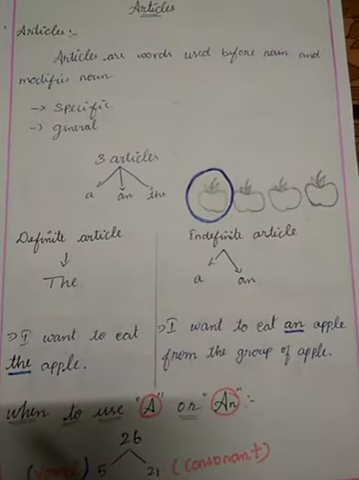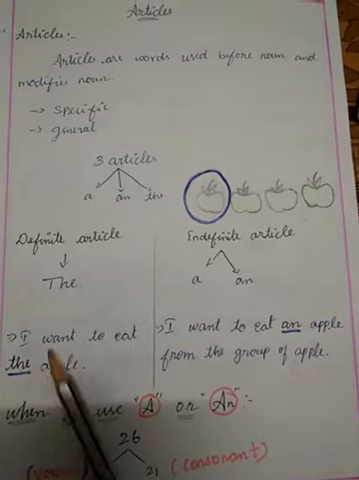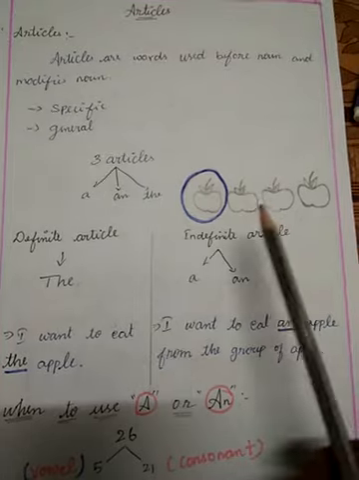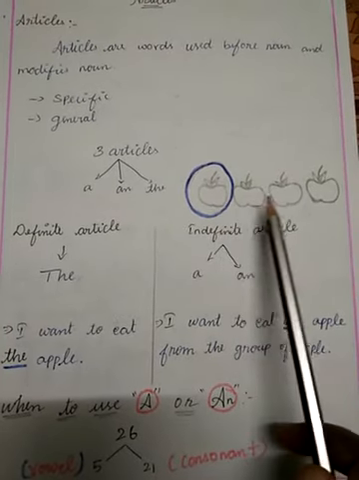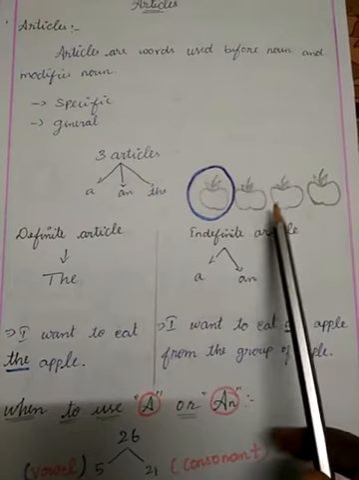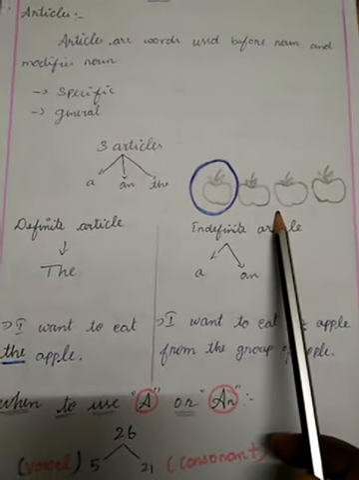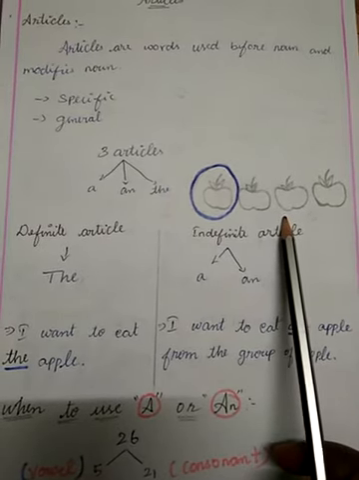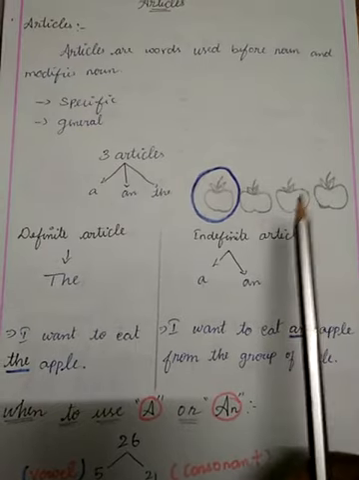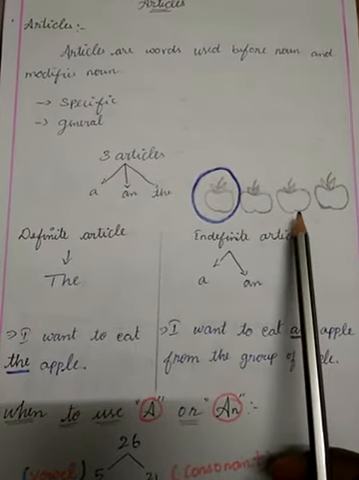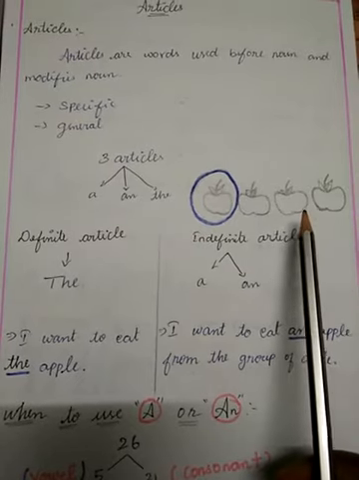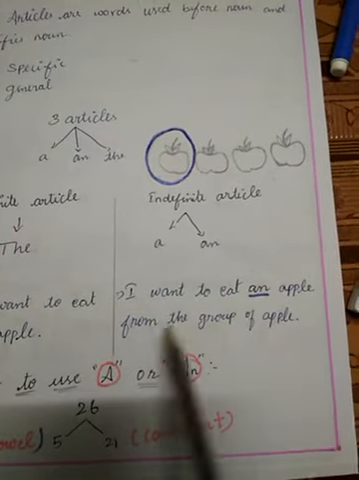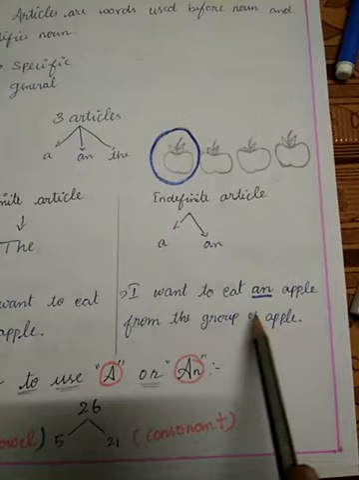So now let's look into an example to understand it better. Suppose there is a group of apples in front of you and you are given a choice to eat one of them. If you want to eat any one from it, then what will you say? So you will say, I want to eat an apple from the group of apples.